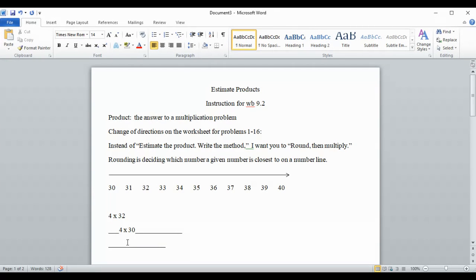And the way you're going to get that answer is you're going to find the math fact, add the zeros. So what is 4 times 3? 4 times 3 is 12. And then we're going to add the 0 because we're actually multiplying 4 groups of 30 and not 4 groups of 3. So you have those 2 lines. On the first line, I want you to write the new problem as you've rounded it. On the second line, write your answer.